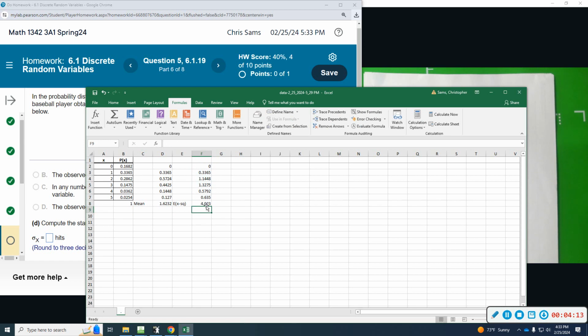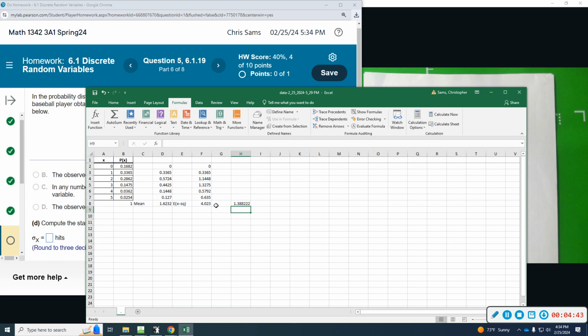Okay. Now that I have E of x squared and the mean, I just have to take E of x squared and subtract the mean squared. So I'm going to say equal this E of x squared minus the mean squared. I think it will do it if I don't put it in parentheses, because order of operations should multiply before we subtract.